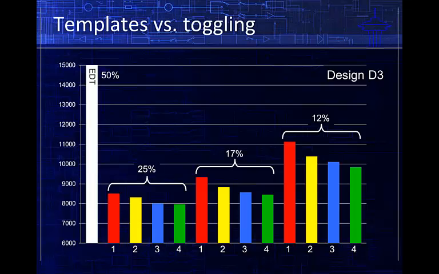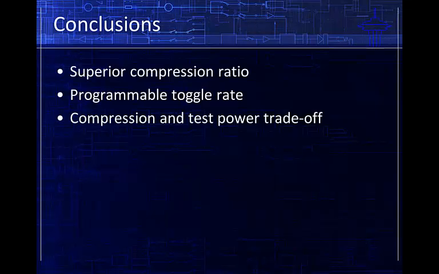This diagram shows some results of one of the designs. Here we can see that in terms of pattern count, the isometric compression run with 25, 17 and 12% toggle rate considerably outperforms the standard EDT run without any power constraints.